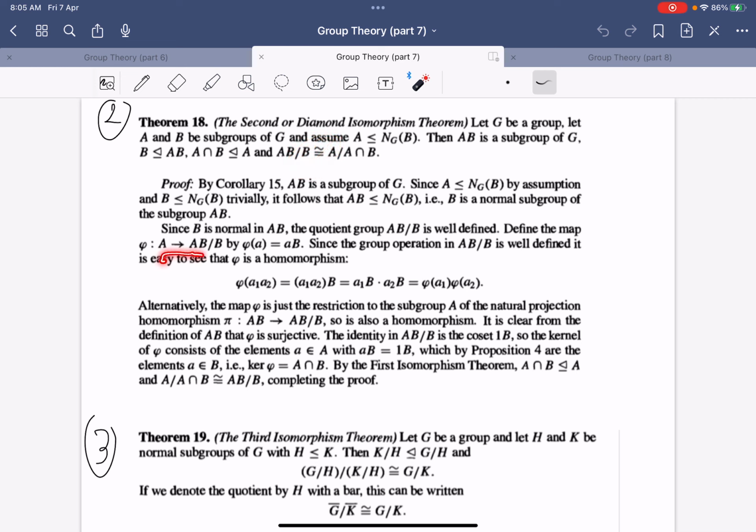A to AB slash B, the kernel of this map, you realize, is A intersect B. And so, as a result, you just use the first isomorphism theorem to prove they're isomorphic to each other. So you can now actually read the proof here, and when you understand it, you realize it's really just an application of the first isomorphism theorem.